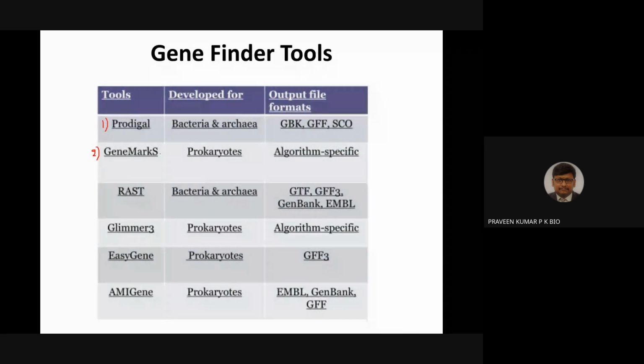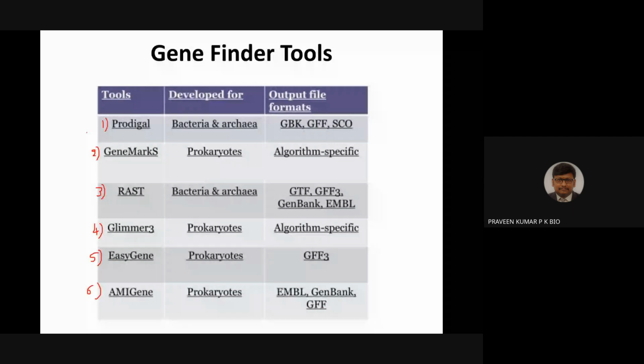GeneMark S is developed for prokaryotes. Output file formats are algorithm specific. The third tool is RAST, which is developed for bacteria and archaea, and the output file formats are GTF, GFF3, GenBank, and EMBL. The fourth tool is Glimmer 3, which is developed for prokaryotes, with algorithm-specific output. ECgene is for prokaryotes, with GFF3 as the output file format, and AMIgene is for prokaryotes, with EMBL, GenBank, and GFF file formats.